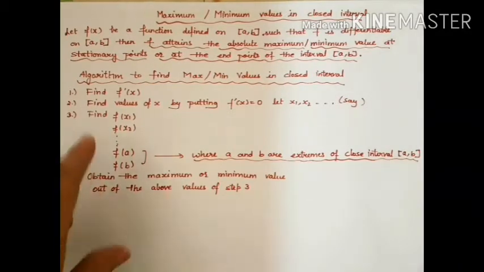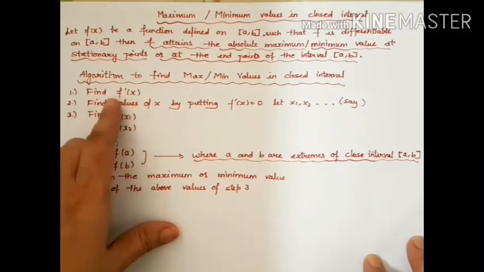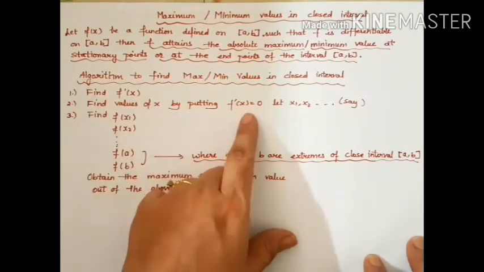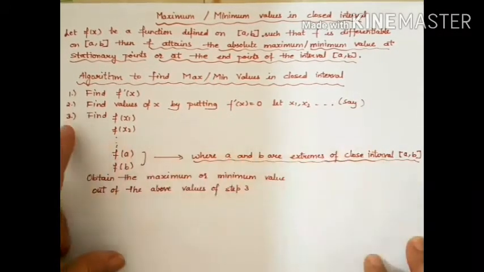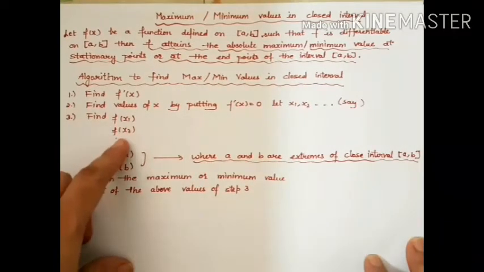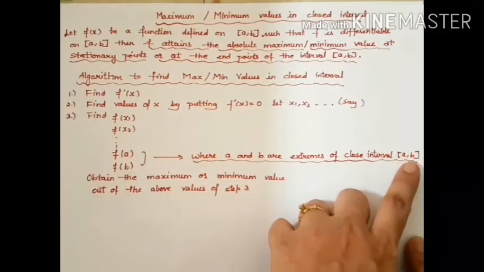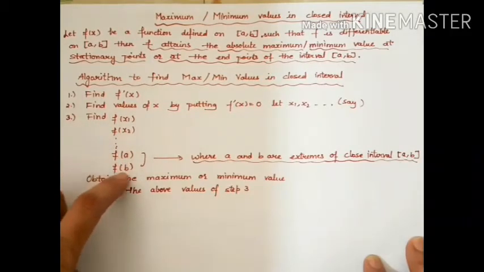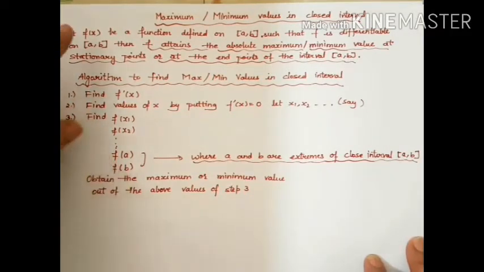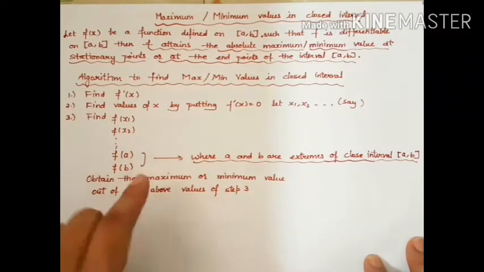All you have to do is first find f dash x for the given function f of x. Then equate f dash x equal to 0 to get all the possible critical points x1, x2 and so on. Step number 3 is to put all these critical points plus the extreme values of your interval, which in this case are a and b, in your main function f of x. Then just check where you are getting the maximum value and minimum value.